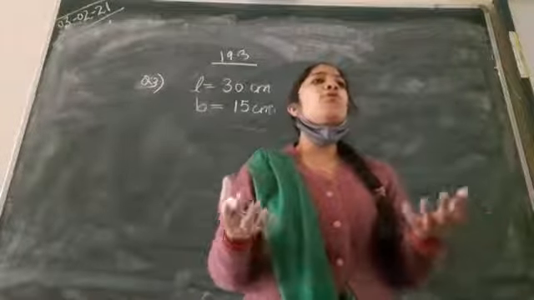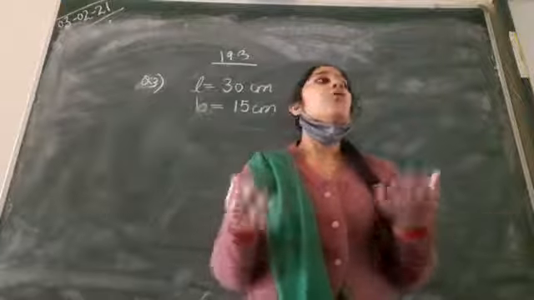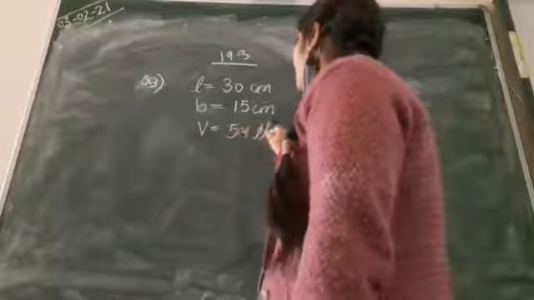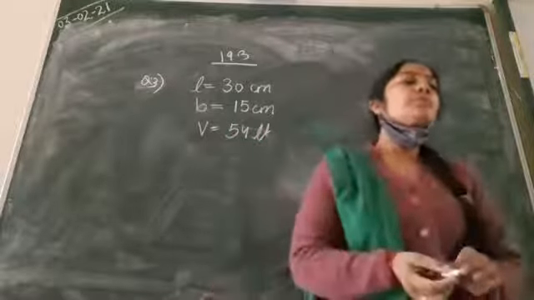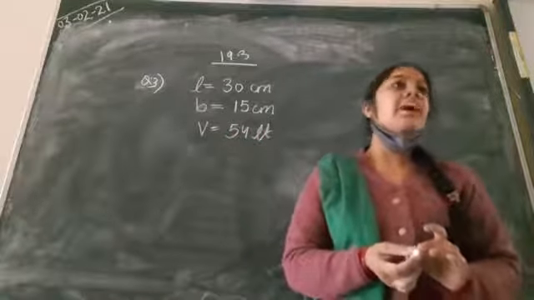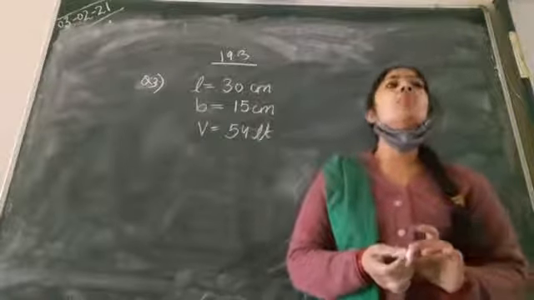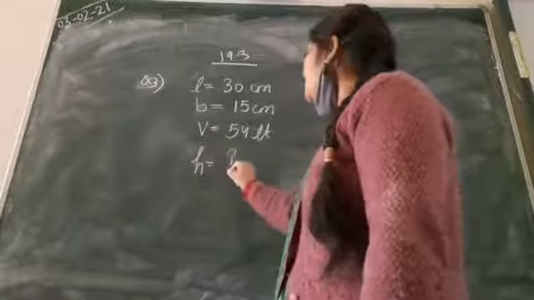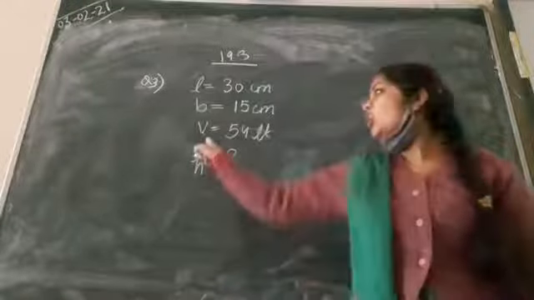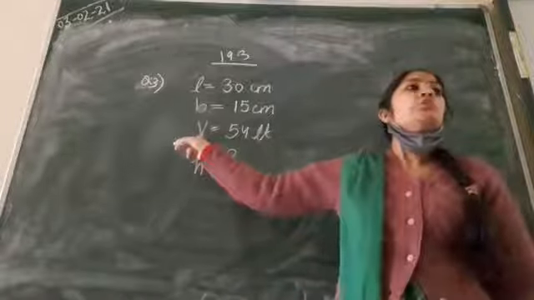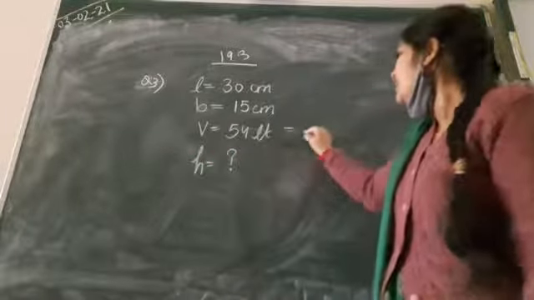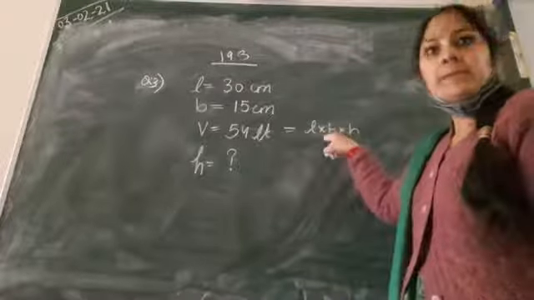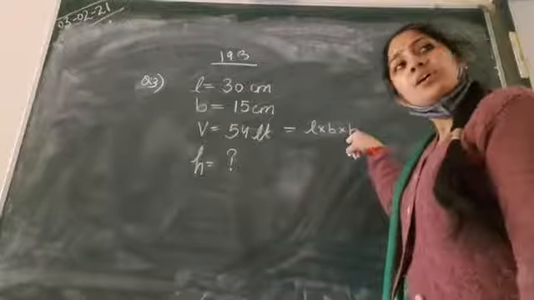What is this 54 liters? What is this? Volume. Very good. Volume is given. How much? 54 liters. And what are they asking you? Find the depth. Means, according to our formula, they are asking us height of the tank, right? So volume is given to us. We know the formula of volume is L into B into H. L is there, B is there, H we have to calculate.